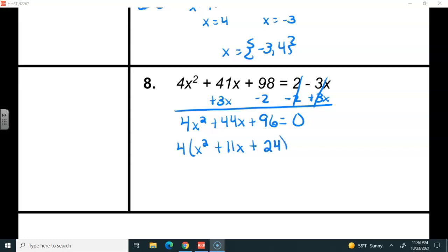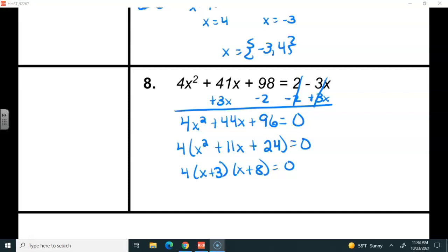plus 24 equals 0. Okay, so not always will this have a as 1, so make sure that if you can't take out a GCF, you remember how to do the Berry method or the grouping. So we have 4 times x plus 3, x plus 8 equals 0.